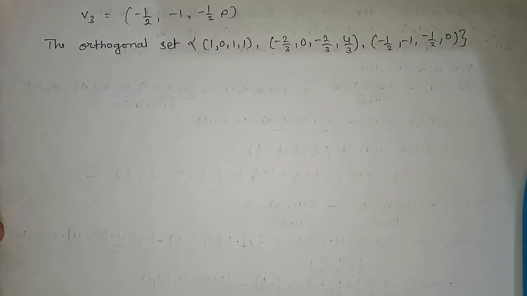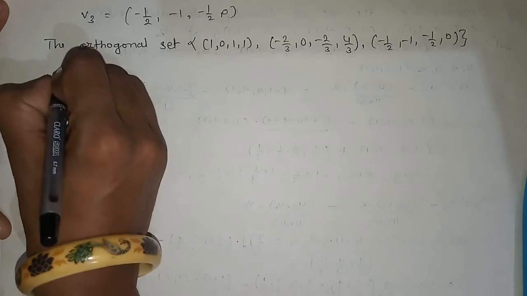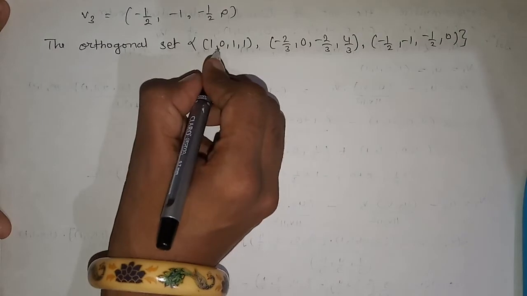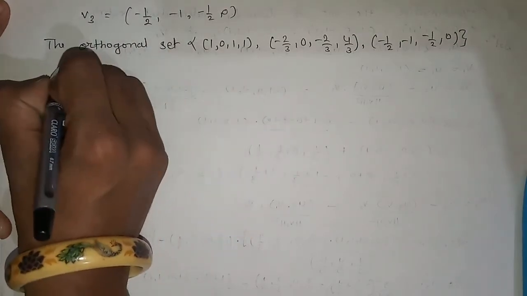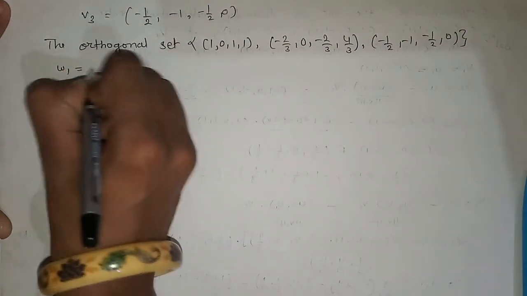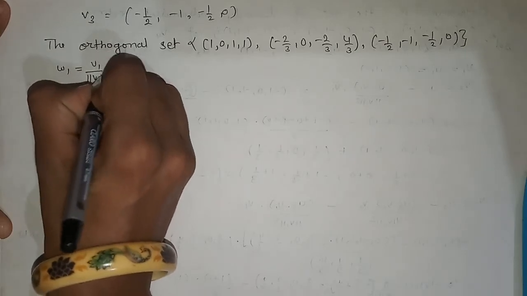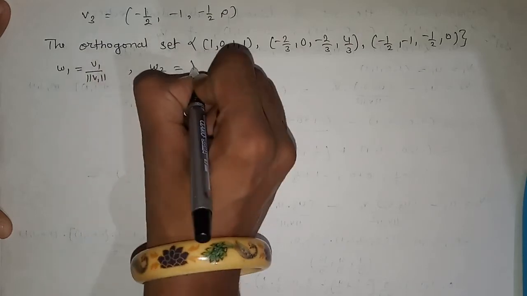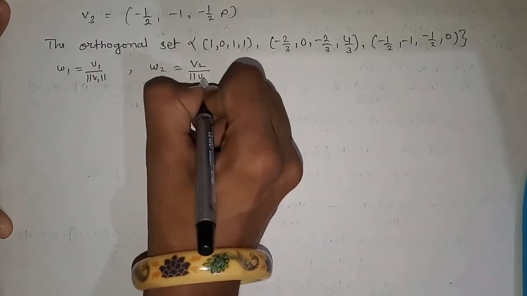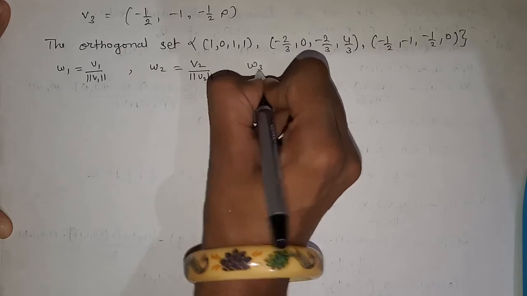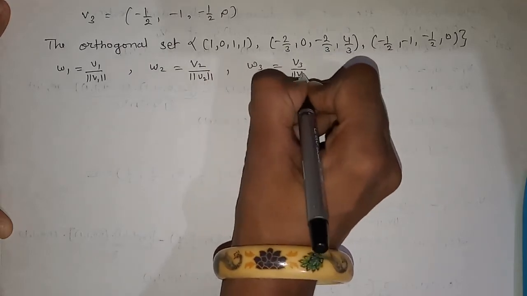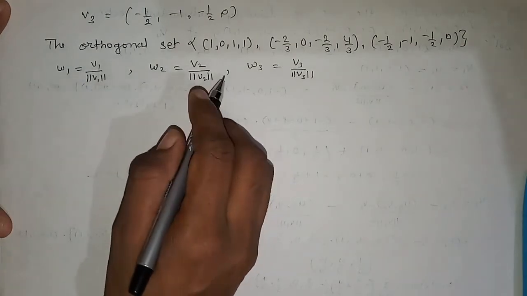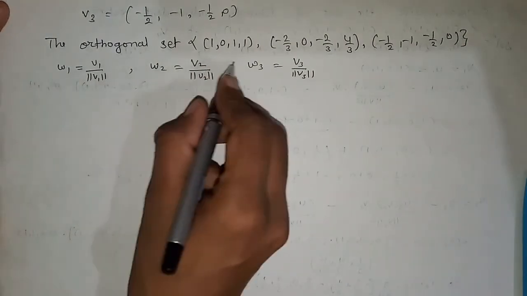to construct the orthonormal set. So we know that if we want to construct an orthonormal set, then we have to find unit vectors. So the unit vector of V1 is, suppose this is W1, so V1 upon norm of V1. W2 is equal to V2 upon norm of V2. W3 is equal to V3 upon norm of V3. So the set containing elements W1, W2 and W3 is the orthonormal set. So we have to construct that set.